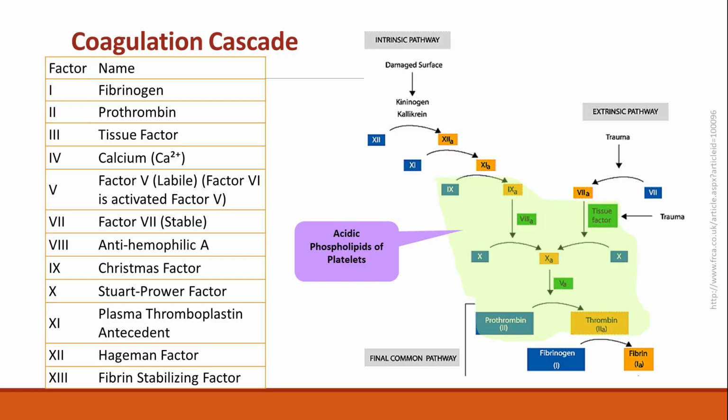Coagulation involves three major phases. First, formation of PAC, or prothrombin activator complex. Second, PAC converts prothrombin into thrombin. And third, thrombin converts fibrinogen into fibrin that ultimately forms the meshwork of the clot.